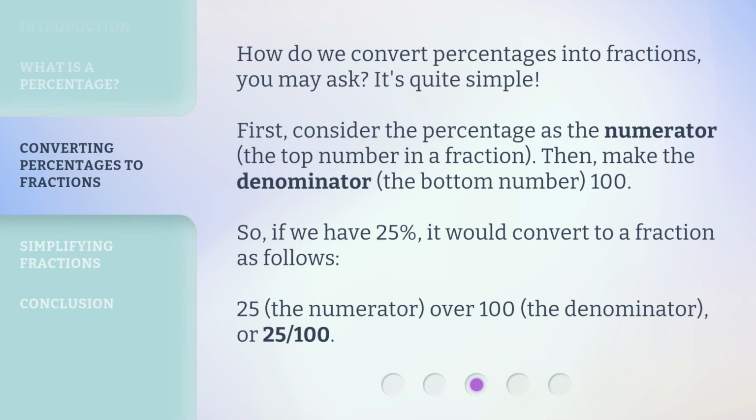How do we convert percentages into fractions, you may ask? It's quite simple. First, consider the percentage as the numerator, the top number in a fraction. Then, make the denominator, the bottom number, 100. So, if we have 25%, it would convert to a fraction as follows: 25, the numerator, over 100, the denominator, or 25 100ths.